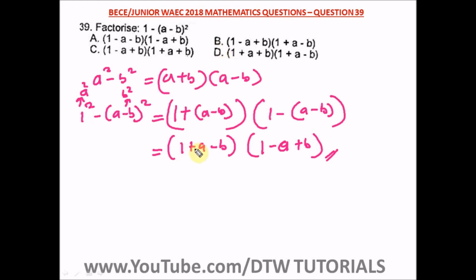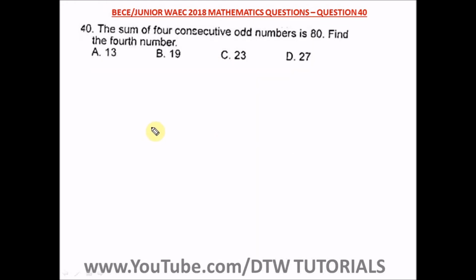So we have 1 plus A minus B, and we have 1 minus A plus B. Okay, so this is our right option here, option B. Where we have here 1 minus A plus B, which is this, and we have here 1 plus A minus B, which is this in the second bracket. All right, so this is our answer. That is option B. Question 40 of the BECE Junior WAEC 2018 Mathematics Past Question.